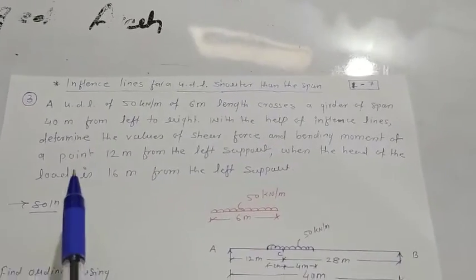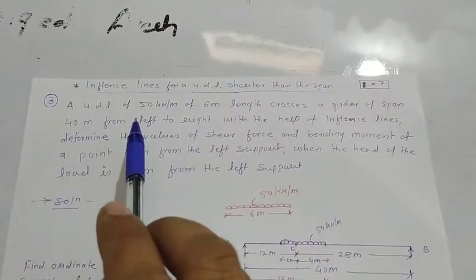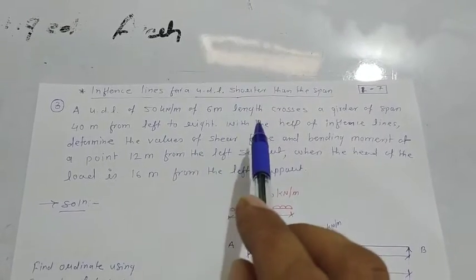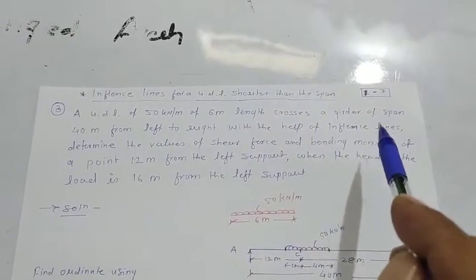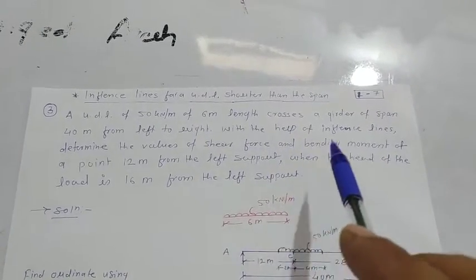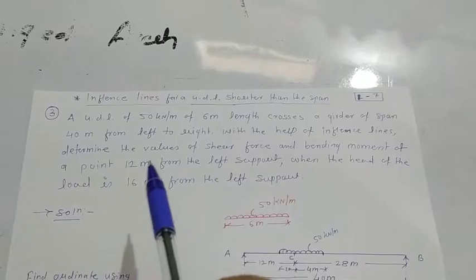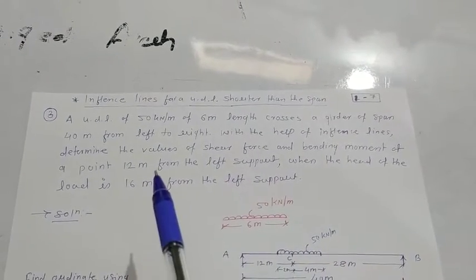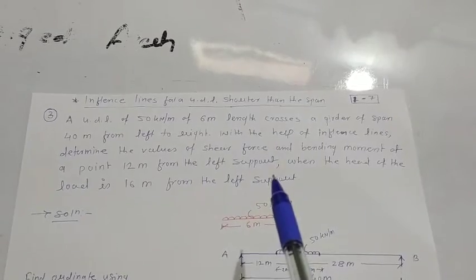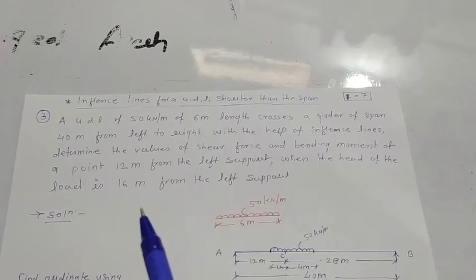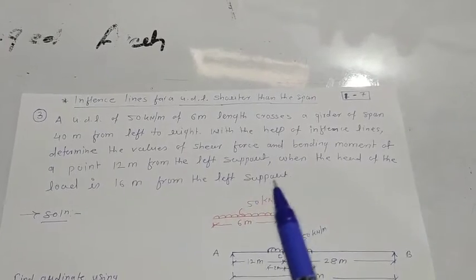So let's see the statement. A UDL of 50 kilonewton per meter of 6 meter length crosses a girder of span 40 meter from left to right. With the help of influence lines, determine the value of shear force and bending moment at a point 12 meter from the left support when the head of the load is 16 meter from the left support.